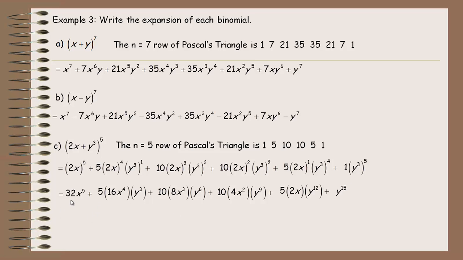Now we'll simplify each individual term. So the 32x to the 5th is already simplified. 5 times 16 is 80, and it'll be x to the 4th, y cubed. 10 times 8 is also 80, x cubed, y to the 6th. 10 times 4 would be 40, x squared, y to the 9th. 5 times 2 is 10, so 10 and then x, y to the 12th, and we have the y to the 15th on the end. And so that's the whole expansion. Now it does seem like a lot there, but if you actually had to multiply 5 of these 2x plus y cubes out, it's going to be more than this, a lot more. So this really is a shortcut.